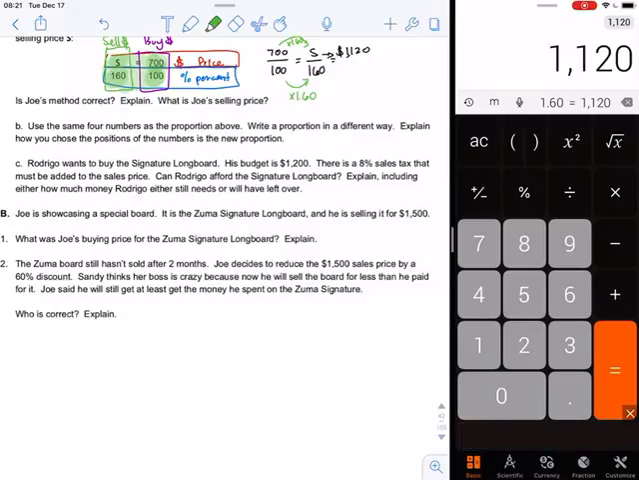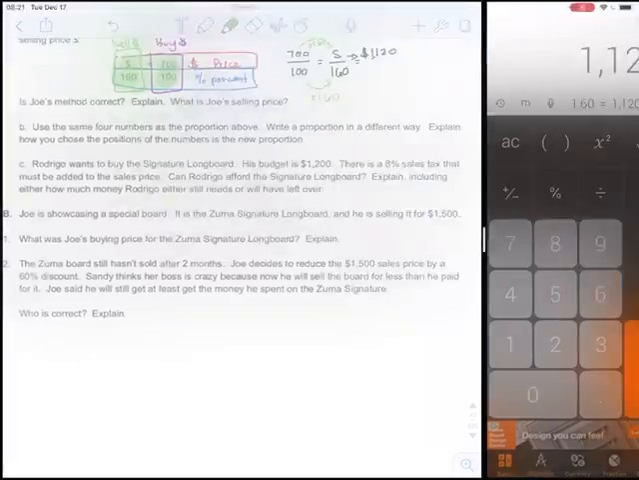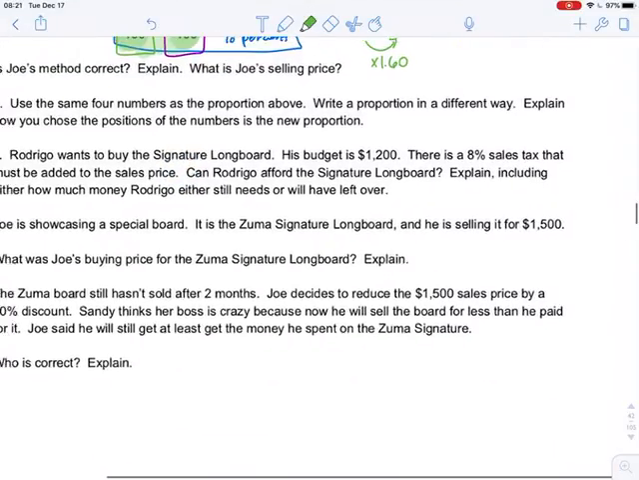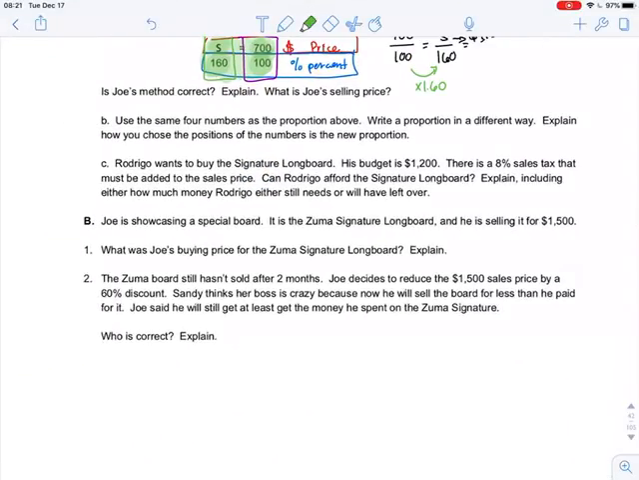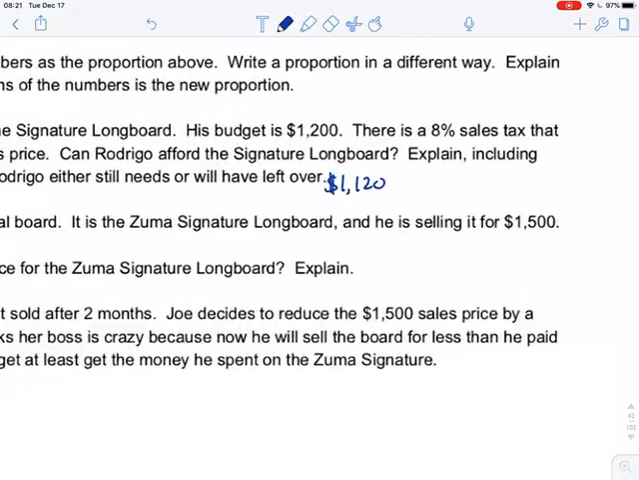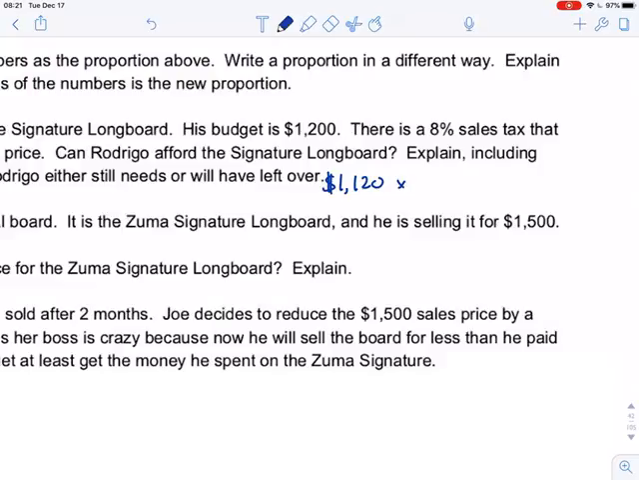Again, give these a try, stop, pause, and do them on your own first before we work on them together. So Rodrigo wants to buy the signature longboard. He has $1,200. Okay. There's an 8% sales tax that must be added to the sales price. Can he afford the board? Okay. All right. So here is the cost of the board. We know that is $1,120, and we know that there's an 8% sales tax. We've done this before. 8%, 1.08. We multiply those together.